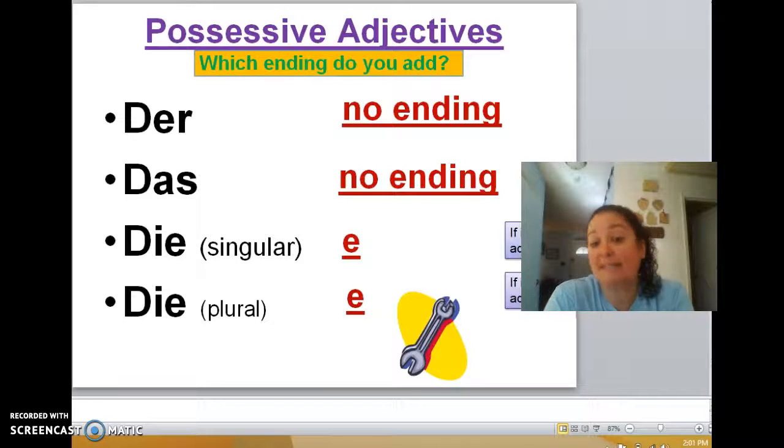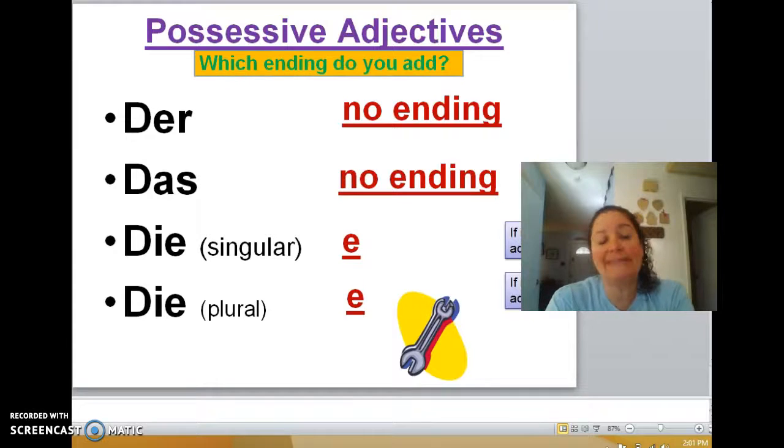So the next one you see is das. It also has no ending. So if you have the word Buch, book, it's das Buch. If you want to say my book, you're going to say mein Buch. If you want to say your book, you're going to say dein Buch, because the word Buch is das, and there's no ending for it. You just use the root word mein or dein.